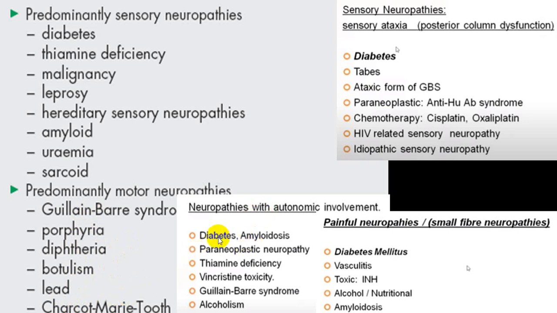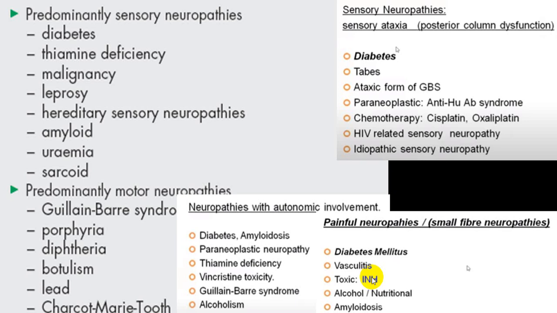Autonomic nervous system involvement is very frequent in diabetes and amyloidosis, but diabetes comes topmost on the list. Another common you will come across is nutritional deficiency, that is B1 deficiency. And then comes chemotherapy, like vincristine. In Guillain-Barré also you can come across autonomic nervous system involvement. Alcohol, not very common, but once in a while, even in alcohol you can have autonomic involvement. A severely painful neuropathy we call small fiber neuropathy, classical in case of diabetes mellitus and vasculitis. These two come topmost on the list. And then come alcohol and nutritional causes.